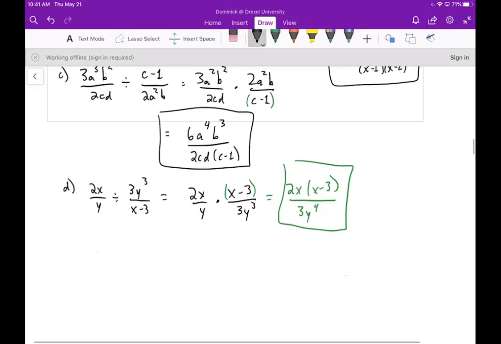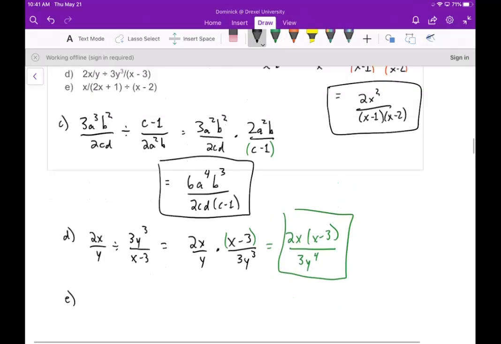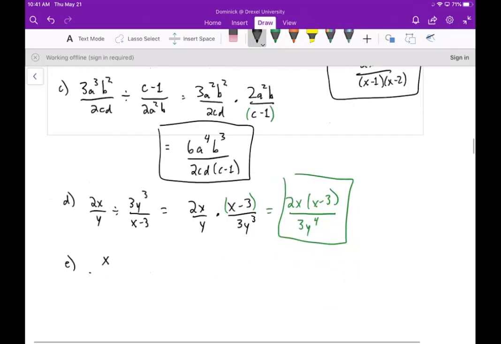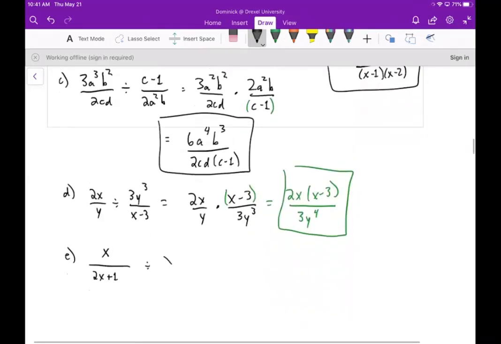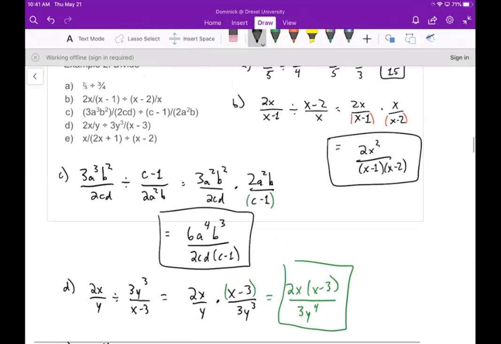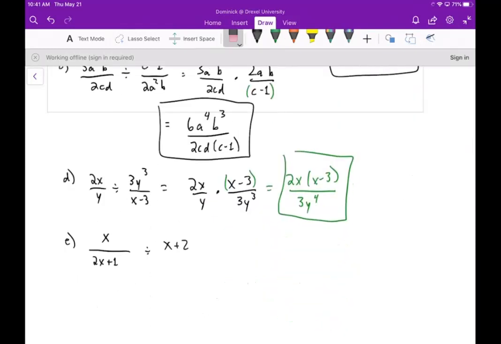Okay, finally, part E, we have an x over 2x plus 1 divided by an x plus 2. X minus 2, sorry. Now, in this case, when you go to keep change flip, it's going to be helpful to think of x minus 2 as being over 1. Right? And of course, we'll need to put parentheses here.